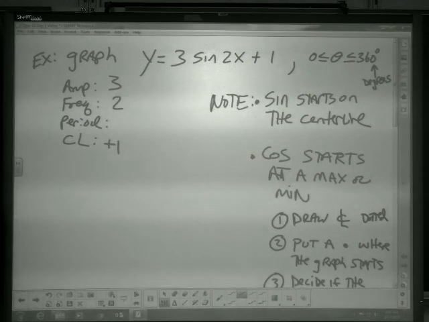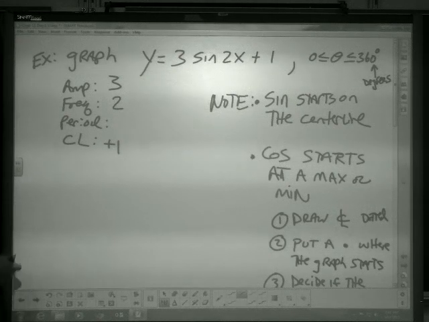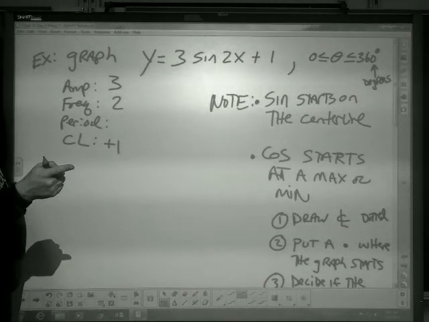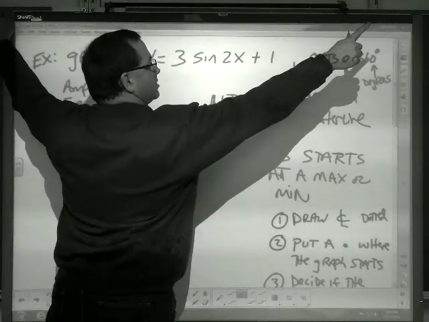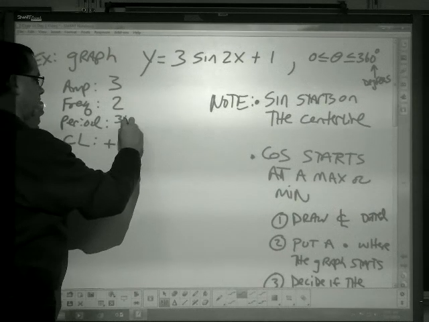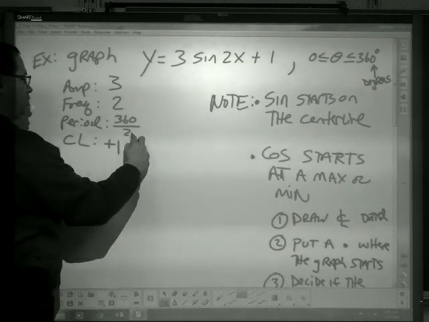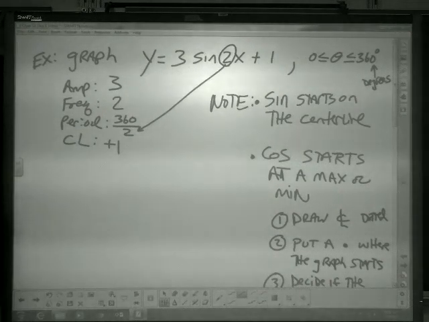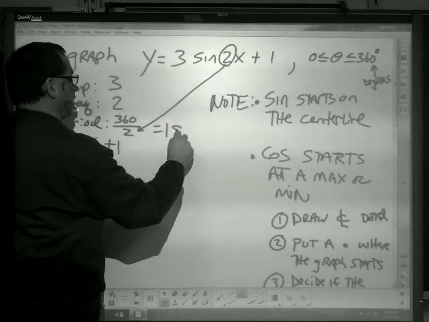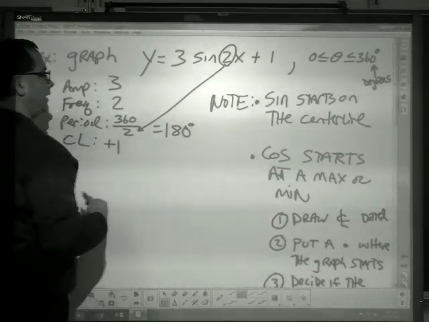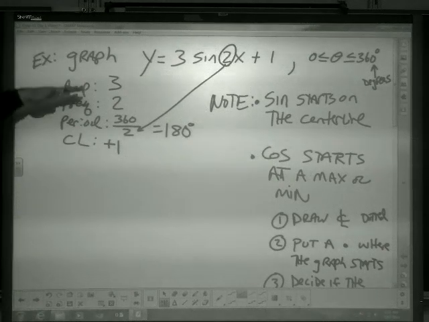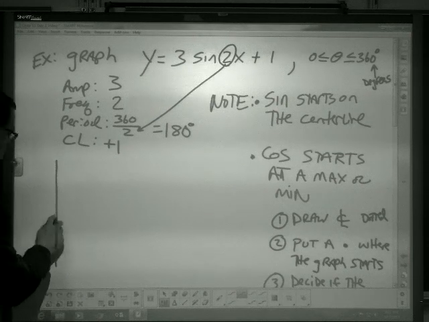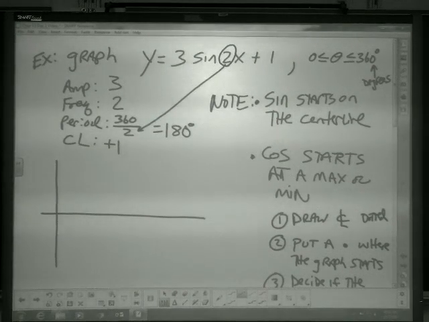The period, again, by the formula we had before, is 2 pi over the frequency, or the period is 360 over the frequency. Since we're measuring in degrees, we're going to use 360 divided by my frequency of 2. So this number right here goes right there. And 360 divided by 2 is 180. So the period is 180 degrees. I have to identify this before we start. Now, we're going to make an axis. And now we start.